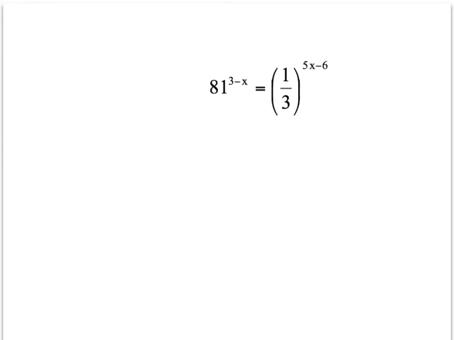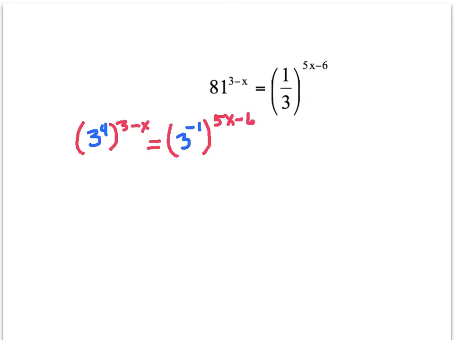This is another example where we're going to equate the exponents after we make the bases look the same. And so the first thing I notice is that 1/3 and also 81 can be written as powers of 3. I'm going to take 81 and express it as 3 to the 4th power, and then go ahead and raise that to the 3 minus x power. And on the other side of the equal sign, I know that 1/3 can be written as 3 raised to the negative 1 power, and then I'm going to be raising that to the 5x minus 6 power.